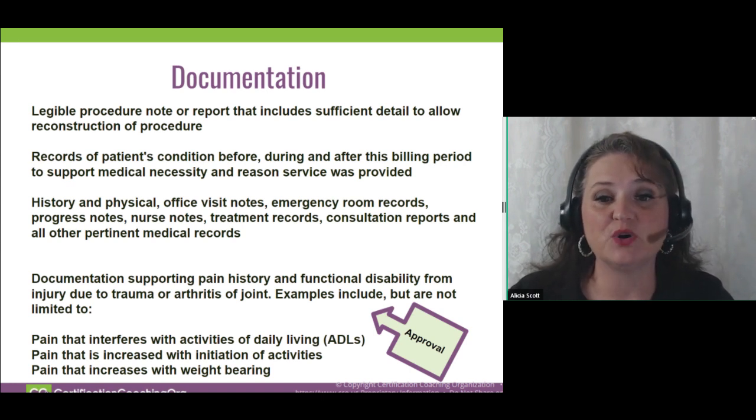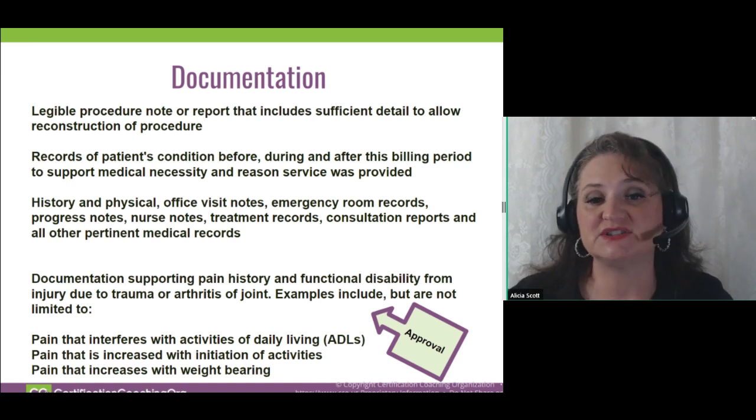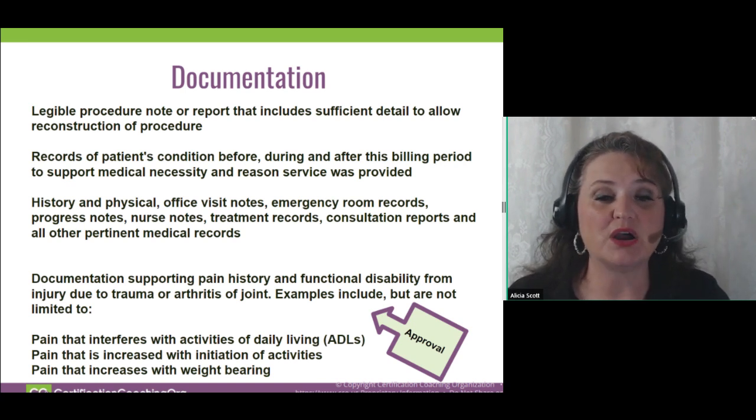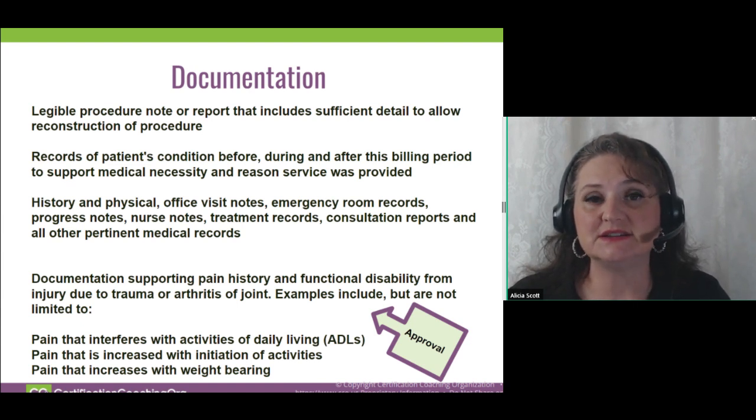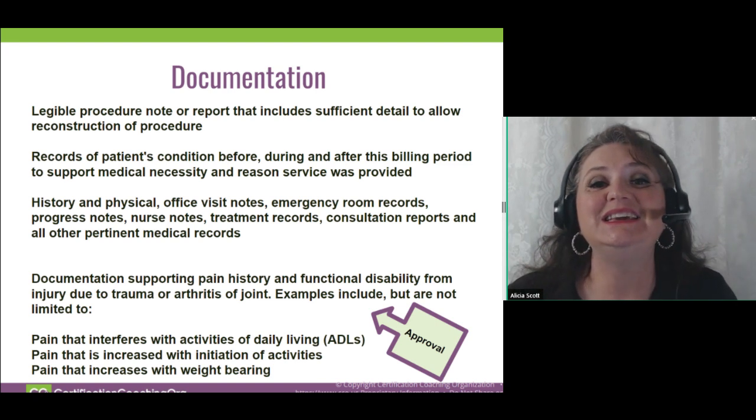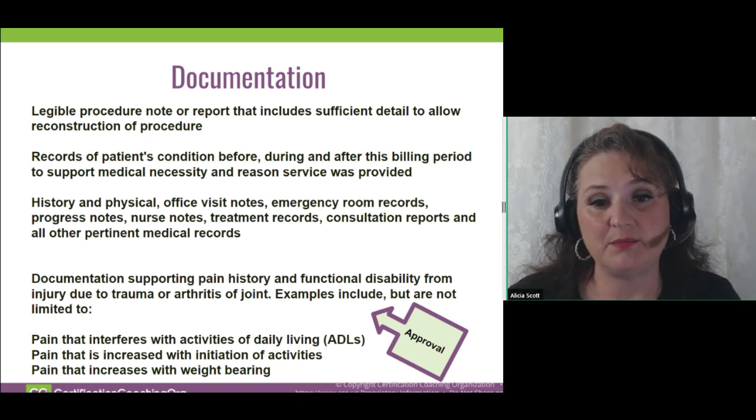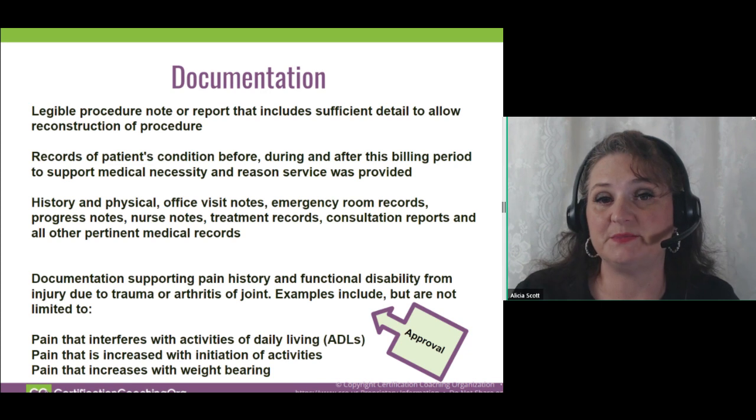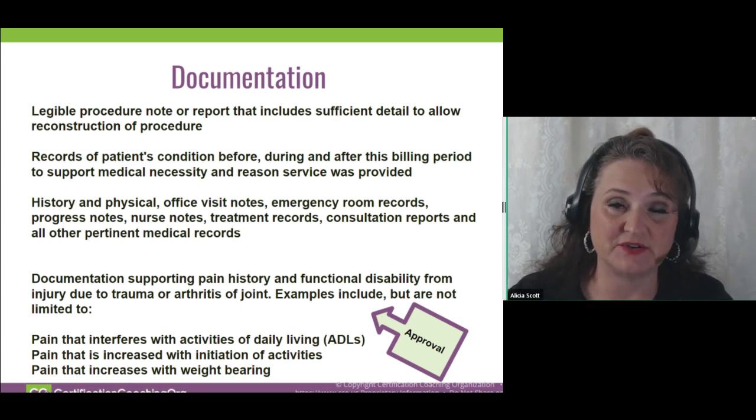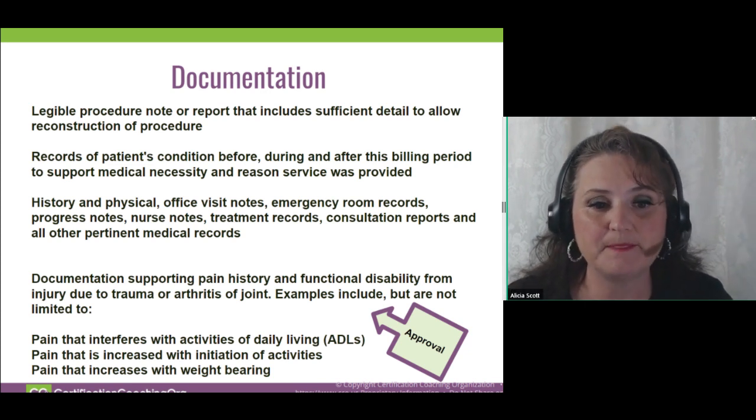The patient's conditions before, during, and after, and showing medical necessity, has to be provided. History and physical, that means office visit notes, emergency records, progress notes for nurses, treatment records, consultation reports, and any other pertinent medical records. All of that encompasses getting reimbursed, getting the patient first to be allowed to have the procedure, because their insurance is going to be paying for it.